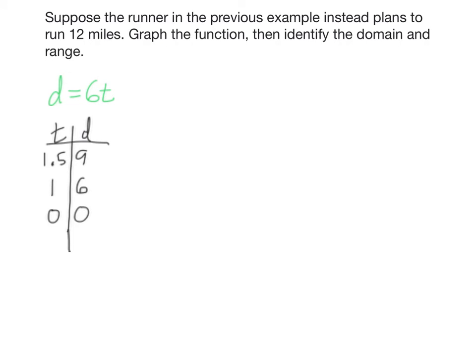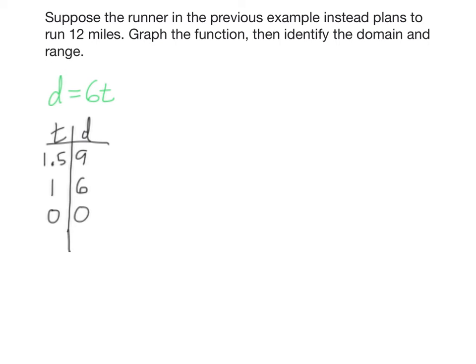Now, instead of giving a time like 1.5 hours like we did in the previous example, let's suppose that that runner instead plans to run a total of 12 miles. Here we're going to do the same thing where we graph the function and then we identify the domain and range. Now, the function hasn't changed. D equals 6t. And the numbers we calculated earlier are going to be the same. We haven't gone over 12 miles yet.